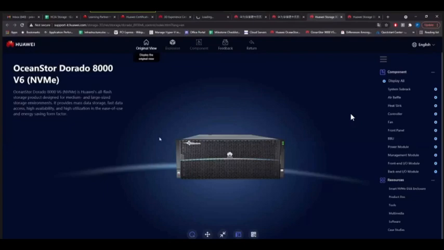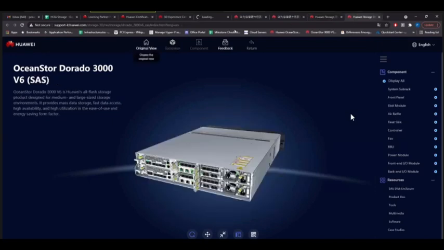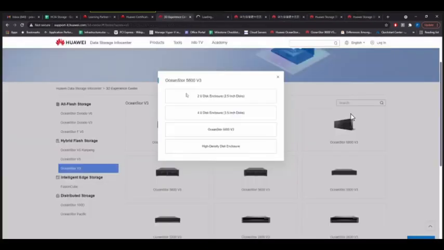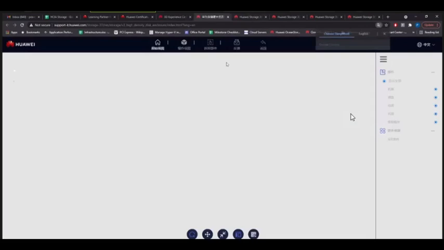So the Dorado guys, by default, are all flash, SSDs only. You cannot do anything else. You cannot add a SAS disk or SATA disk. Same with all flash storage. If you see anything with an F at the back, so OceanStor F, that is flash storage, only SSDs. A hybrid storage product can contain SSDs and HDDs. So basically, you can add solid state disks and hard disks. Does that make sense, sir?